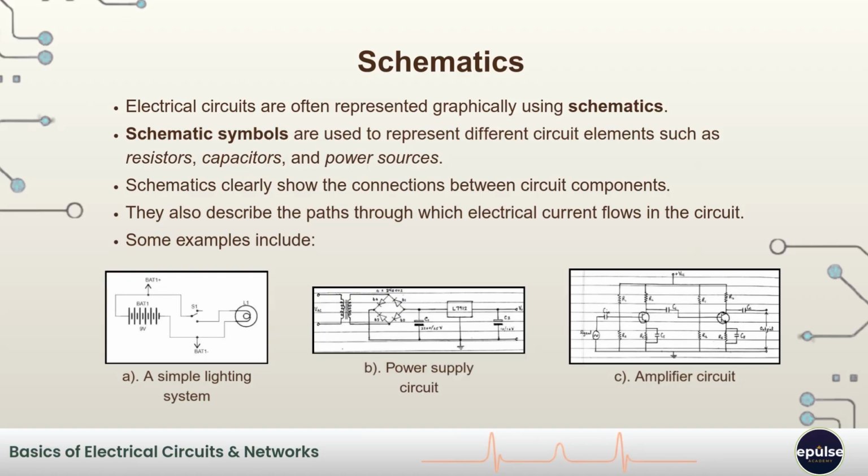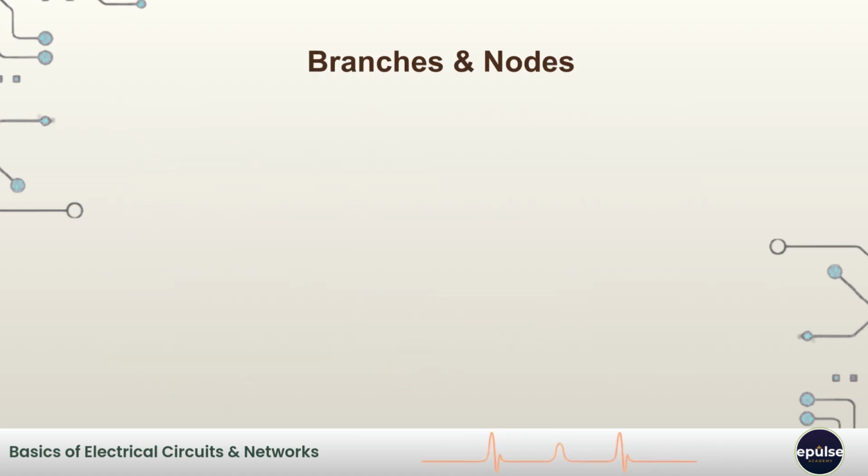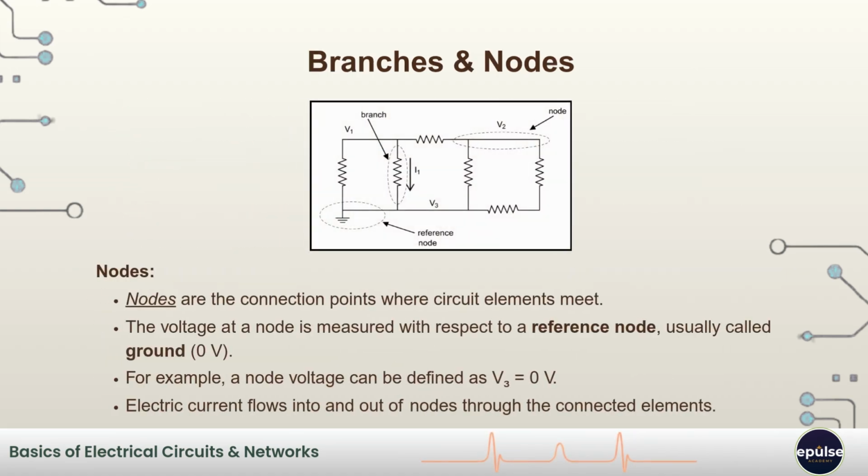Some examples of schematic diagrams include a simple circuit system, power supply circuits, and electronic devices like the amplifier circuit. Without schematic diagrams, analyzing complex circuits will be extremely difficult. When studying circuits, engineers often divide them into smaller parts to make analysis easier. The two most important concepts used in circuit analysis are nodes and branches.